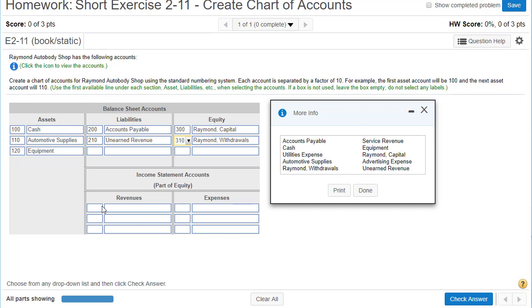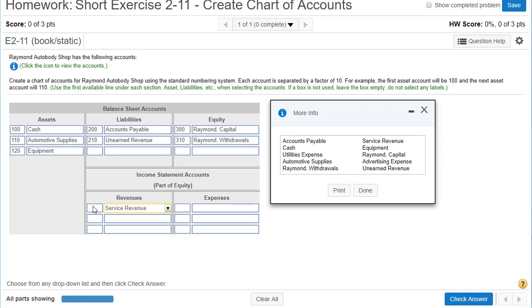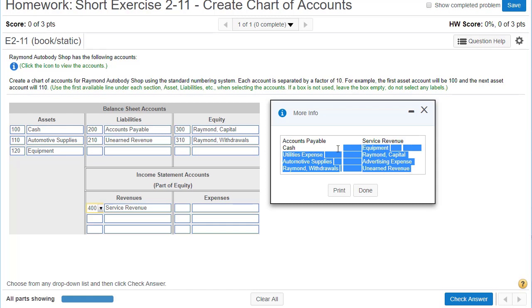Then we're going to go to revenues. So working our way down from AP, our first revenue looks like it is service revenue. So service revenue, and remember, revenues start with 1, 2, 3, 4. So this will be 400. Now, do you see any other revenues in this list?